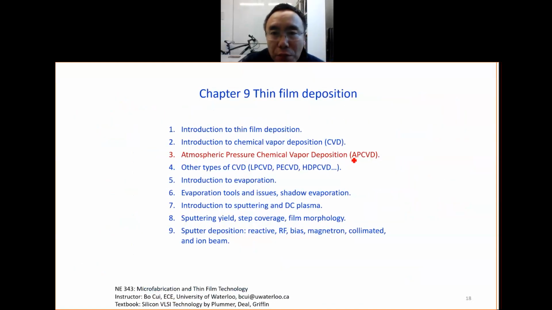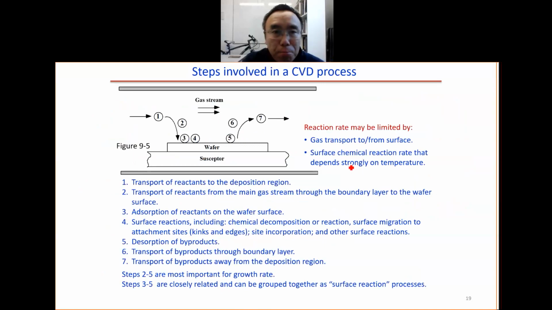Now we look at atmospheric pressure CVD first. In the process, the reactant is transferred through the boundary layer, then gets absorbed on the surface. Then there is a chemical reaction, and then there is desorption. Then transport through the boundary layer again, then go to the main gas stream.